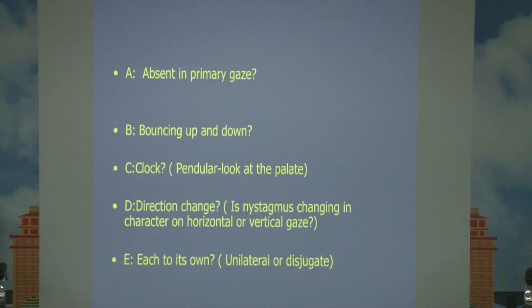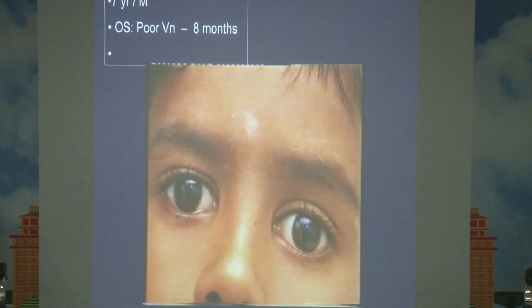So, A, B, C, D, E: absent in primary gaze, bouncing up and down, pendular, look at the palate, direction change. Generally this will give you a clue about infantile nystagmus, and unilateral or disjugate nystagmus. For example, one I showed you was the seesaw nystagmus, another can be in dorsal midbrain syndrome. Patient can have both eyes doing their own thing. Nystagmus by definition is a bilateral problem.